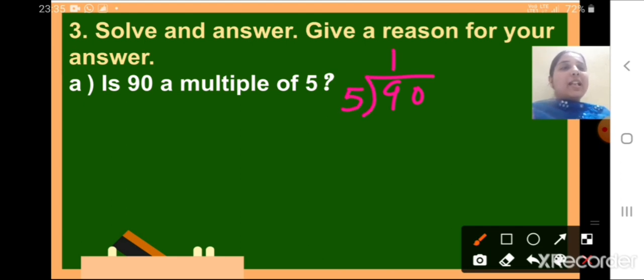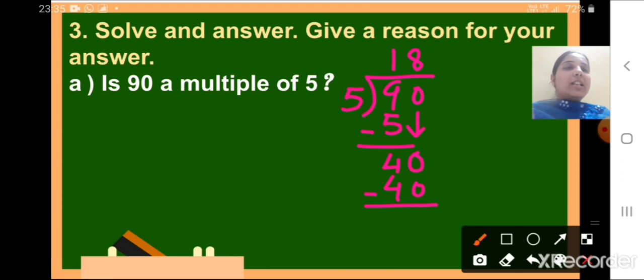So 5 ones are 5. So when we subtract, we will get 4. Now we will bring down 0 here. So 5 8s are 40. So it is completely divisible without leaving any remainder. So what does it show? It shows that yes, 90 is a multiple of 5.